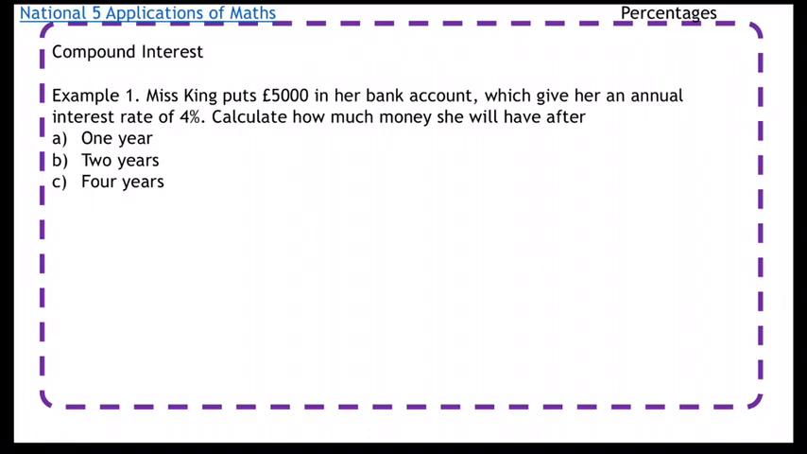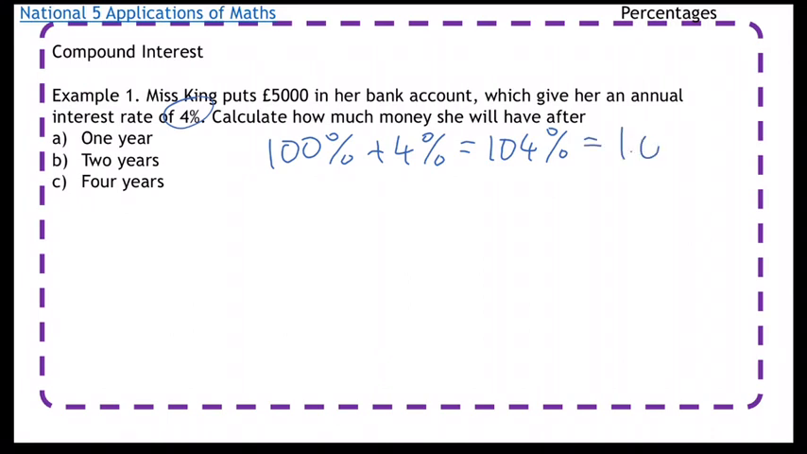There is a little trick to this. You take 100% because that's what you're starting with, and we're increasing by 4%. So I'm going to add on 4%. 100% plus 4% gives me 104%. Percent means out of 100, so you divide 104 by 100, which gives you 1.04.